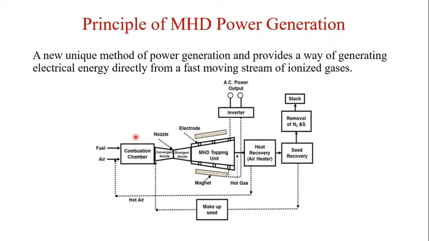After that, these ionized gases are directed towards the MHD topping unit through the nozzle. It consists of a conversion nozzle as well as a diversion nozzle. The conversion nozzle increases the velocity of the ionized gases, and the diversion nozzle directs the ionized gases towards the MHD duct.